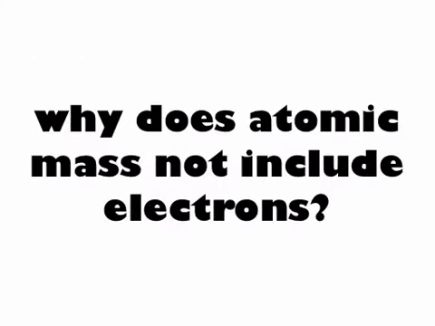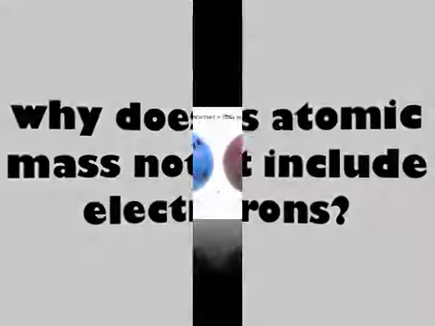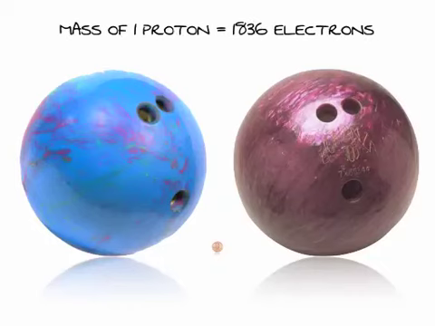Oh, so back to this. Here's where the slide was. Why does atomic mass not include electrons? We said that electrons are so light. There are almost 2,000 electrons in one proton's worth of mass, the equivalent of pennies. You'd have to get all the pennies to equal a bowling ball. So they're ignored.